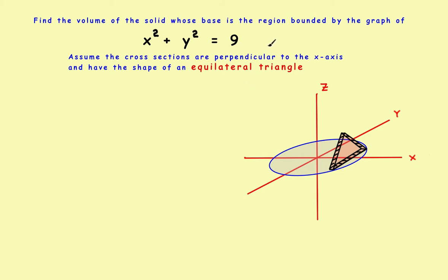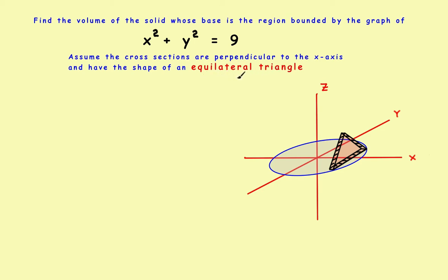It says, find the volume of a solid whose base is bounded by the region given by x squared plus y squared is equal to 9. And hopefully you'll recognize that as being the equation of a circle with radius 3. So the solid in this case is going to have a circular base. Then it says assume the cross sections are perpendicular to the x-axis, and in this case we'll say have the shape of an equilateral triangle.